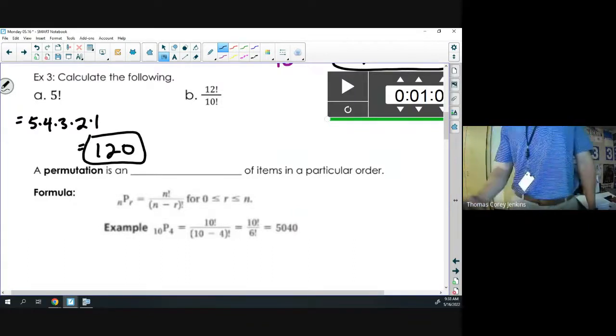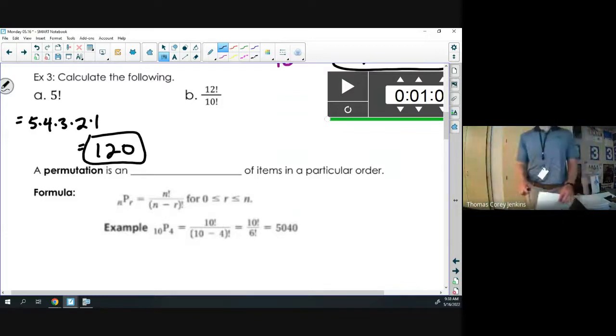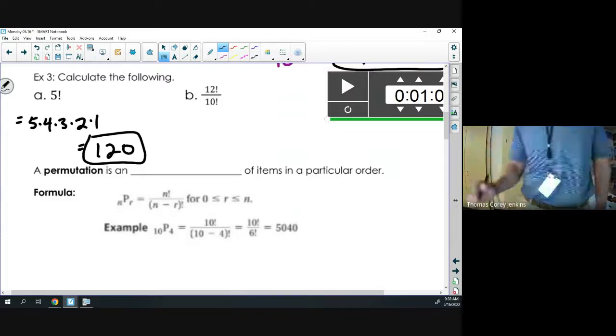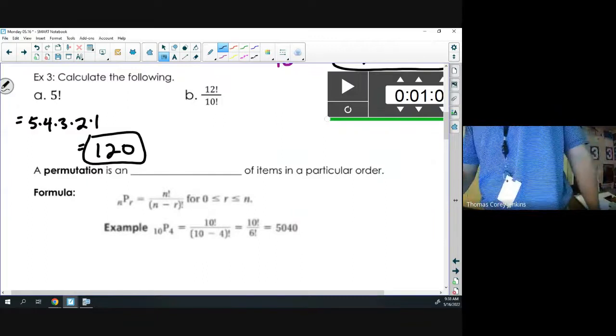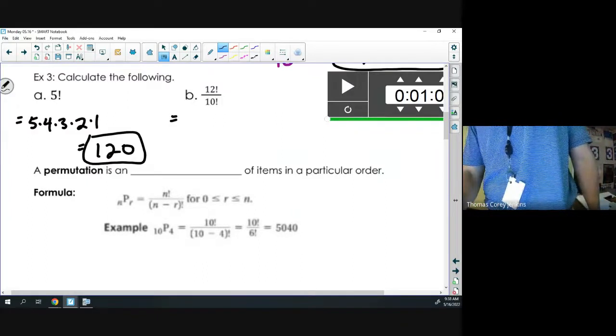All right, now what about if I give you a little bit tougher problem there? 12 factorial over 10 factorial. So that is basically going to be, and I'm going to just write all that out to let you see what happens.